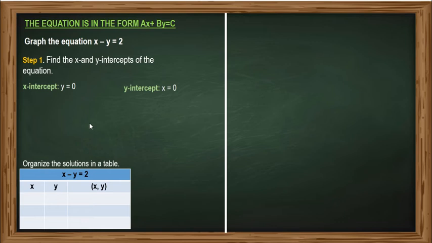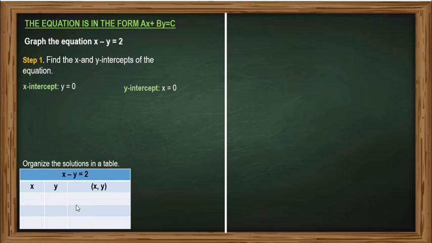But you might ask me, Ma'am, can we just make use of other points on the line aside from the x and the y intercepts? Yes, you may. Remember, there are infinitely many points on the line, so we can identify as many points as you want. But for this equation in the form ax plus by equals c, or standard form, it will be practical to just make use of the x and the y intercepts.